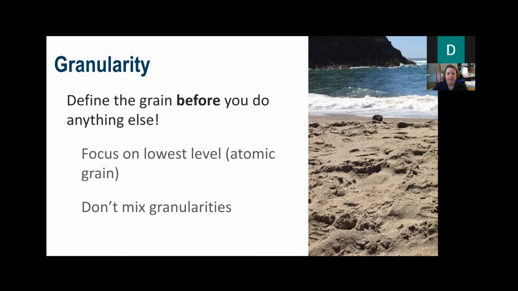And then the second thing about granularity is you don't want to mix granularities. In your fact tables, like I said, you're defining the scope of the data that lives in there. So if you have a fact table about sales, they typically do that on a daily basis. You don't want to have daily sales mixed in with monthly sales. That's mixing granularity. All right, that's granularity.